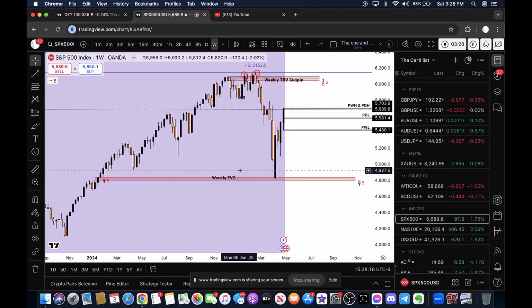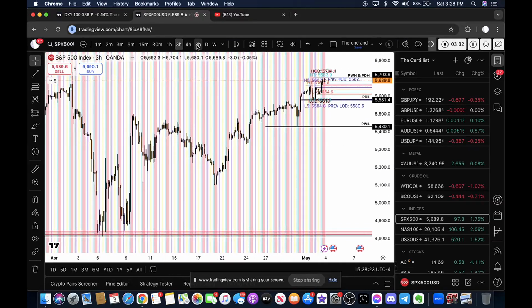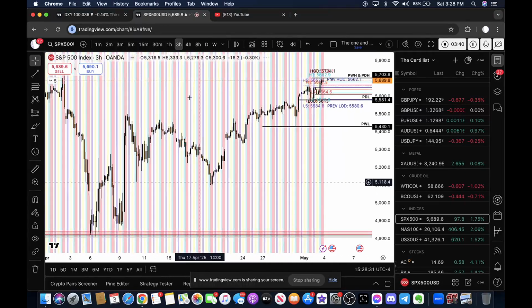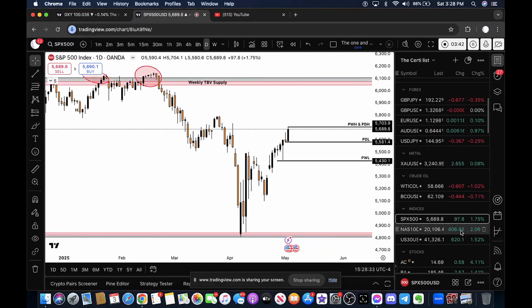NAS coming off that weekly fair value gap I had leveled right here, right? H3 bullish order flow. Daily bearish structure, right? Last valid daily lower high that went to that lower low. Anything in between these areas is just price action movement. So H3 bullish order flow within daily bearish structure.